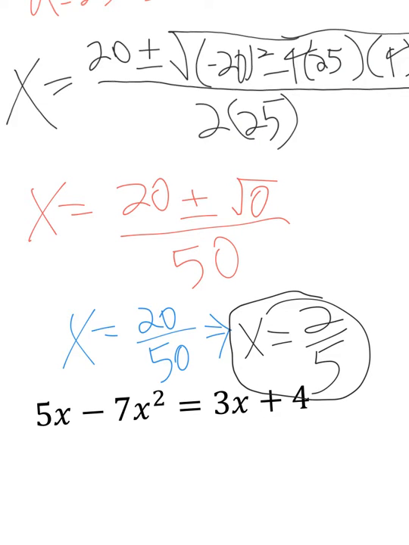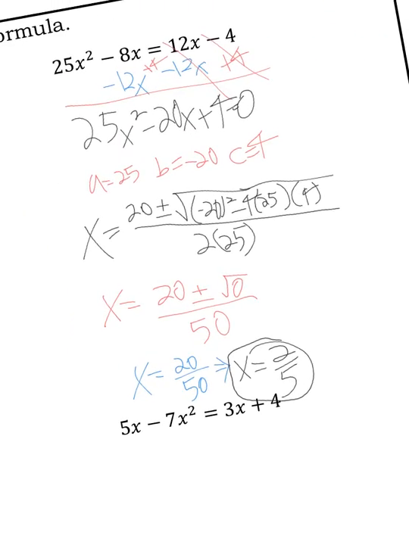So the whole discriminant part just makes 0. When you take the square root of 0, you're just left with 0. So it's really saying 20 plus or minus 0, over 50, 2 times 25. Plus or minus 0 doesn't change anything whether you add it or subtract it. So x is going to equal 20 over 50, which of course simplifies to just 2 over 5. So you see how you just get that one answer when the discriminant is 0. And yeah, that's it for that one.